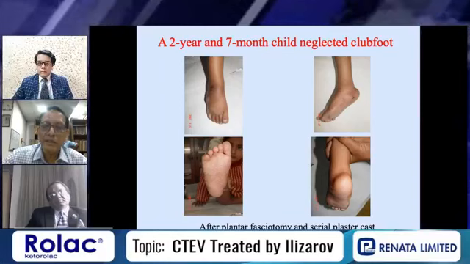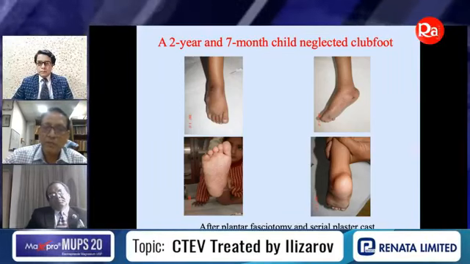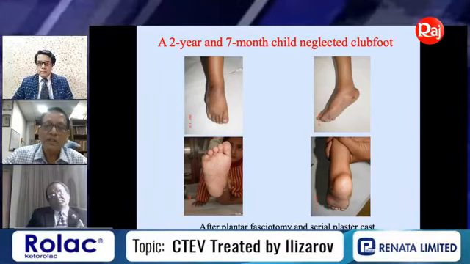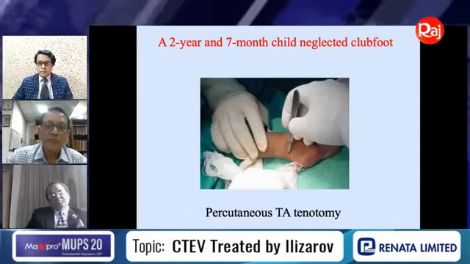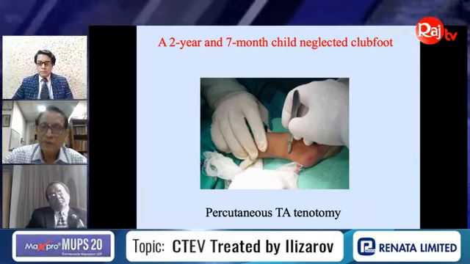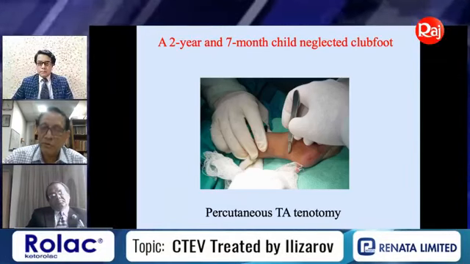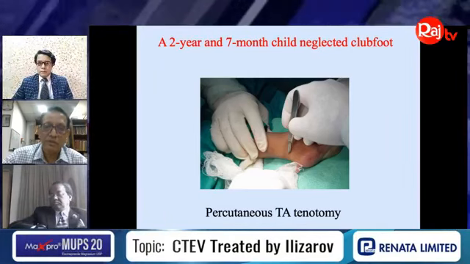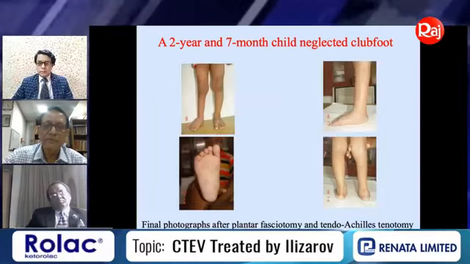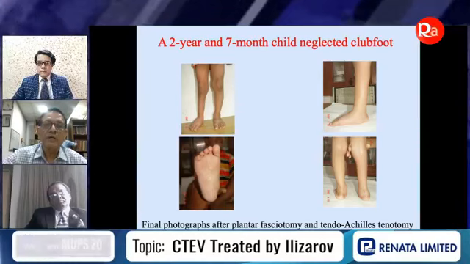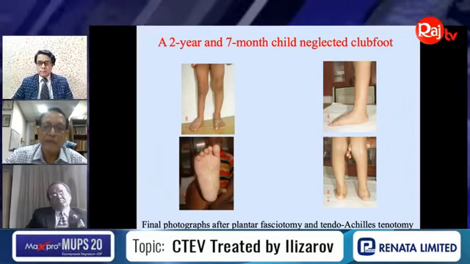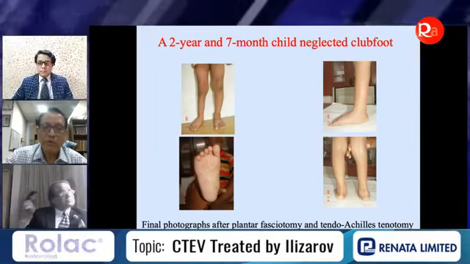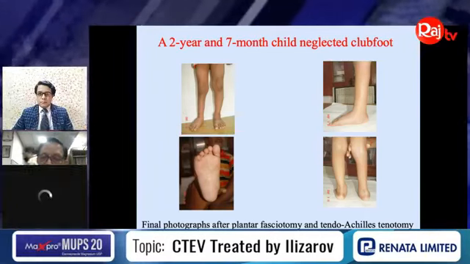After that, you can see that after various plaster techniques, most of the deformity is corrected. Only the equinus is left. So what we have done? We have just cut, using a number 15 blade, and if the child is very small, we use a knife cutter blade. You just feel the tendon and do a 90 degree rotation, and the tendon is cut. After that you can see the result is fantastic. Plantar flexion, adduction and varus are corrected. These are the final photographs after plantar fasciotomy and tendo Achilles tenotomy.